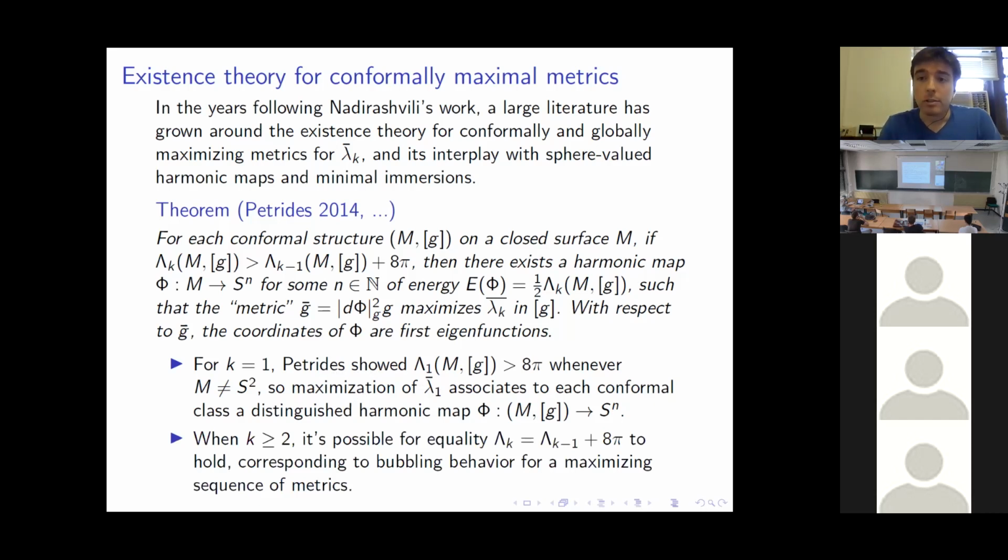Okay, when k is 2 or higher, so we're looking at higher eigenvalues, then in fact it is possible for equality to hold, that lambda k is lambda k minus 1 plus 8 pi, and this corresponds to some kind of bubbling behavior. This is something that is observed in cases. So for instance, the maximizers for the second eigenvalue on S2 or RP2, and in fact higher eigenvalues as well, do have this kind of bubbling behavior.